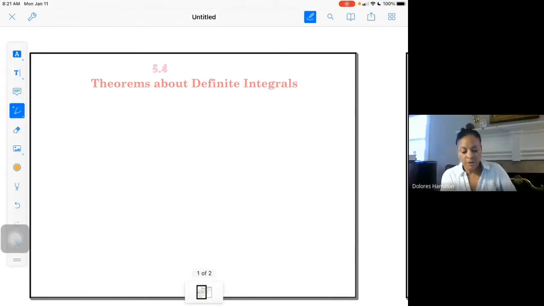Our last section of 5.4 is theorems that work with our definite integrals. So what we're going to do is work through a couple of different examples of how we can apply these theorems. And we will use our graphing calculators for some of them towards the end. So make sure you've got that handy.